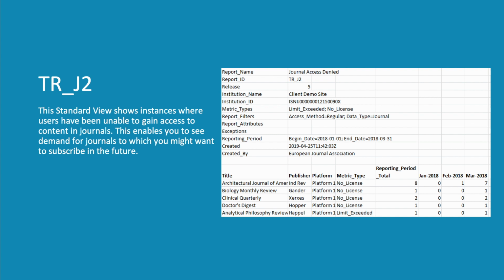In this example, we've included the header information, but hidden some of the columns from view. No license indicates where a user has attempted to view an article, but their institution has no license to view that content. In this example, users have been denied access to content on 4 different journals for this reason. The spike in activity in March for the Architectural Journal suggests there might be serious demand for this title.